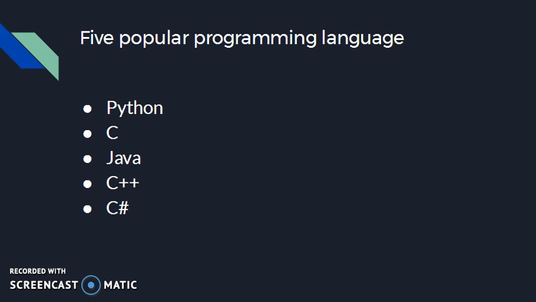The third one is Java. It is because this language is object-oriented, which means you can create modular and reusable code. The fourth one is C++. It is a higher version of C. The last one is C#. It is a variation version of C.